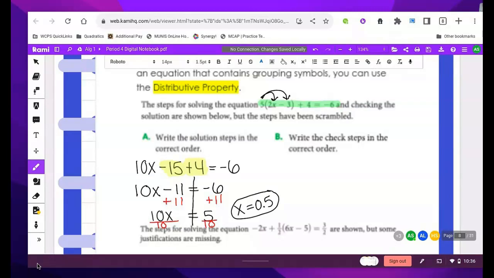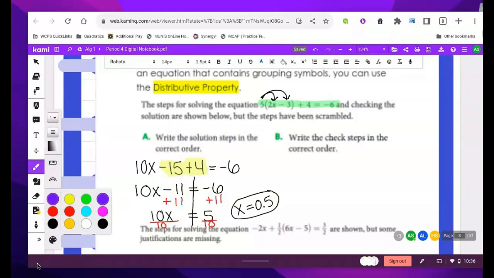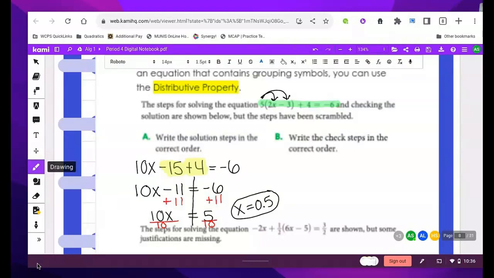Now we're going to check that solution. Whenever you check your solution, you're going to substitute the answer, 0.5, in for the x. So we have the 10, but then instead of putting x, we're going to put 0.5. And then we have -15 plus 4 equals -6. So now I can do 10 times 0.5, which is 5, minus 15 plus 4 equals -6.